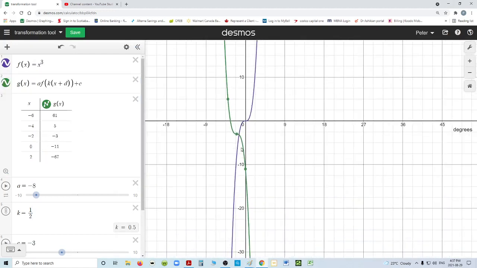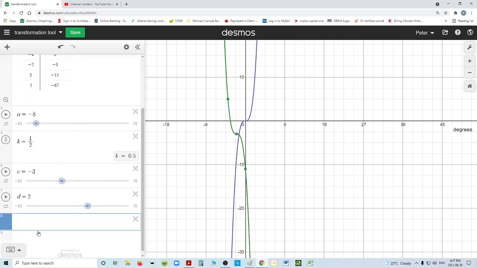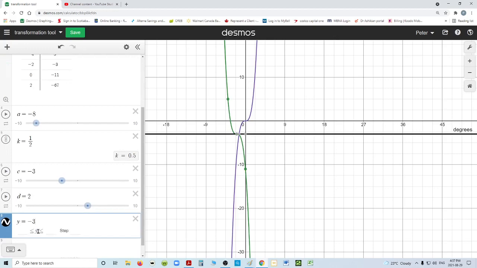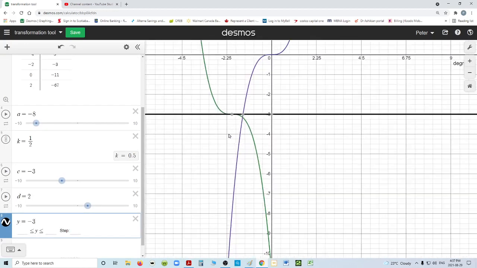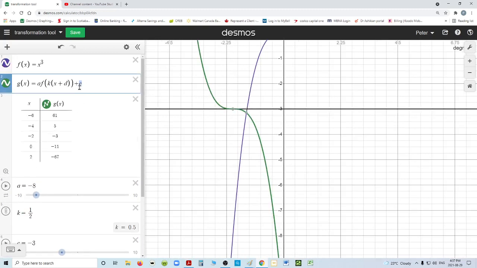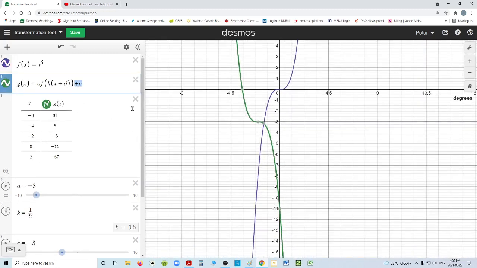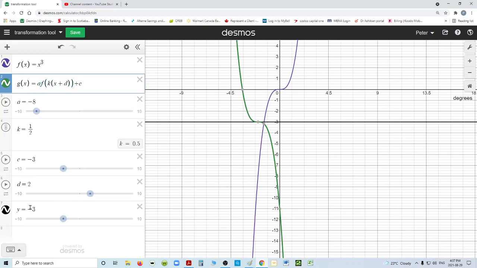So the green one is the translated one, and it's been flipped through the new x-axis, which is here at y is equal to minus 3. So it's been flipped through that part, the minus 3 right there. Get used to it. You can also write the formula right in here and it'll do it. But this tool allows you to plug in any values you want.